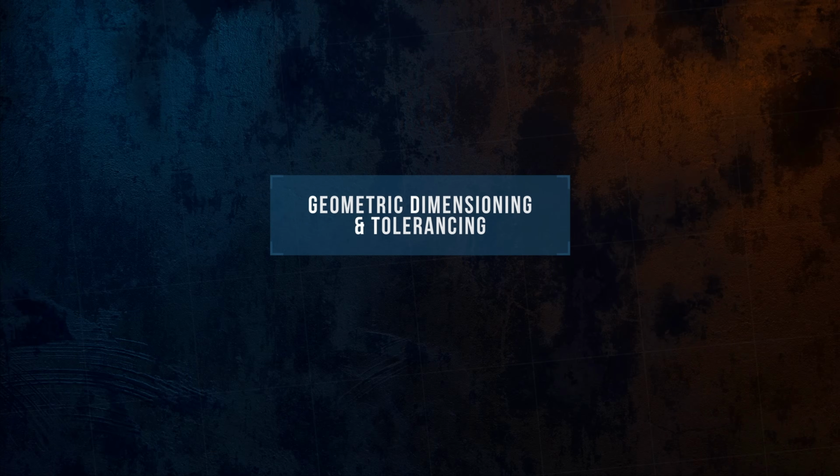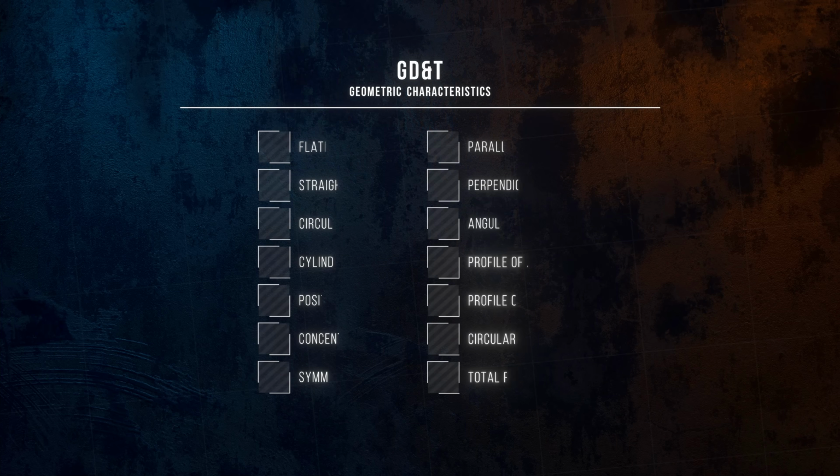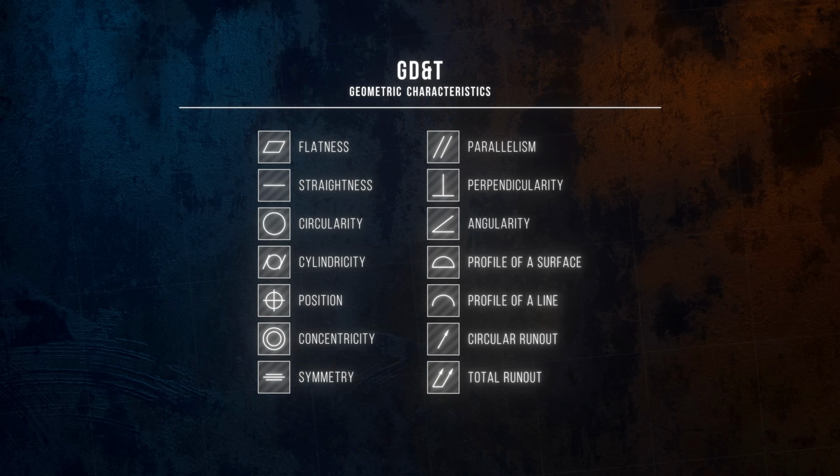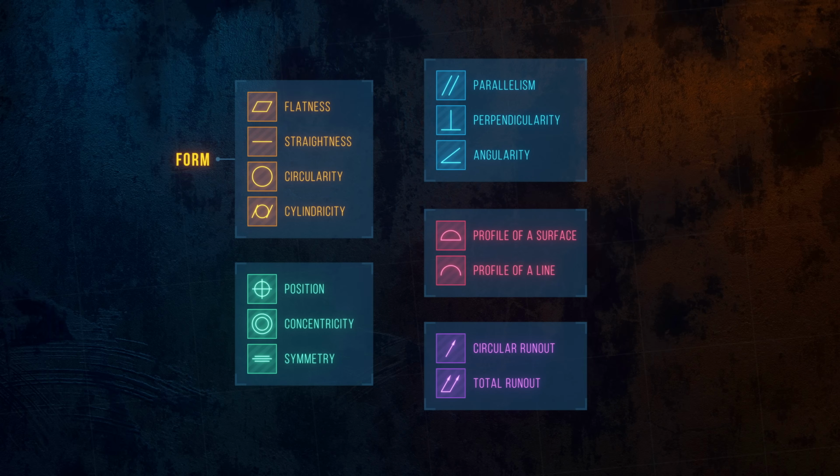Geometric dimensioning and tolerancing, usually called GD&T, is a different approach to tolerancing that allows you to control tolerances in a way that reflects the intended function of the part. It complements dimensional tolerancing by letting you control 14 different geometric characteristics, helping you better communicate which aspects of your design are important. These characteristics can be split into categories that control form, orientation, location, profile, and runout.